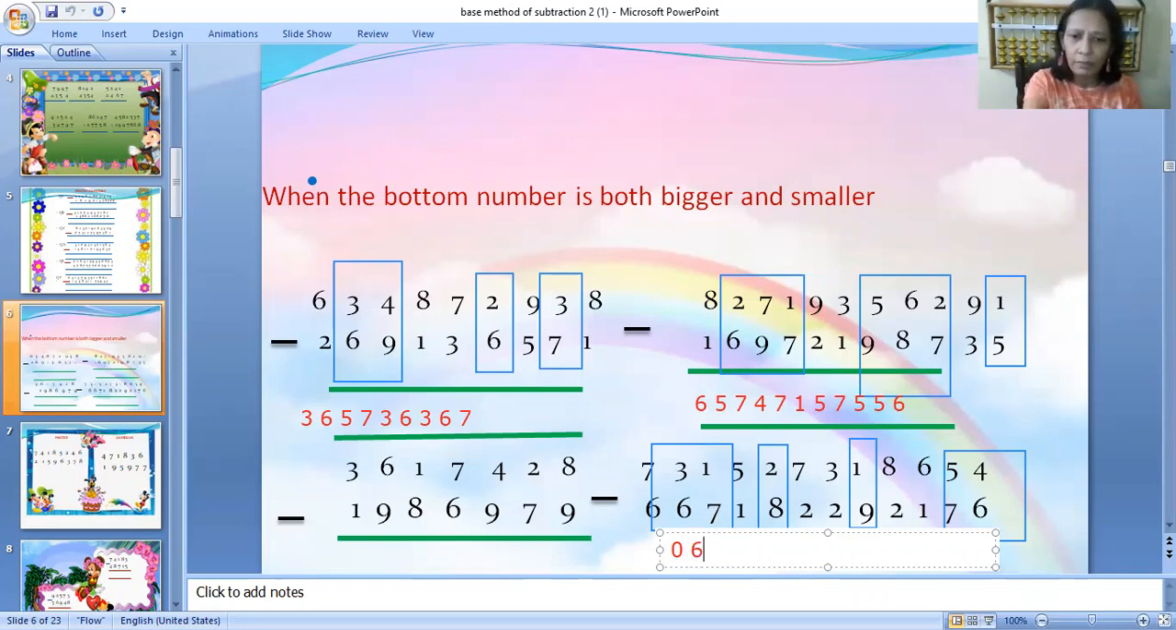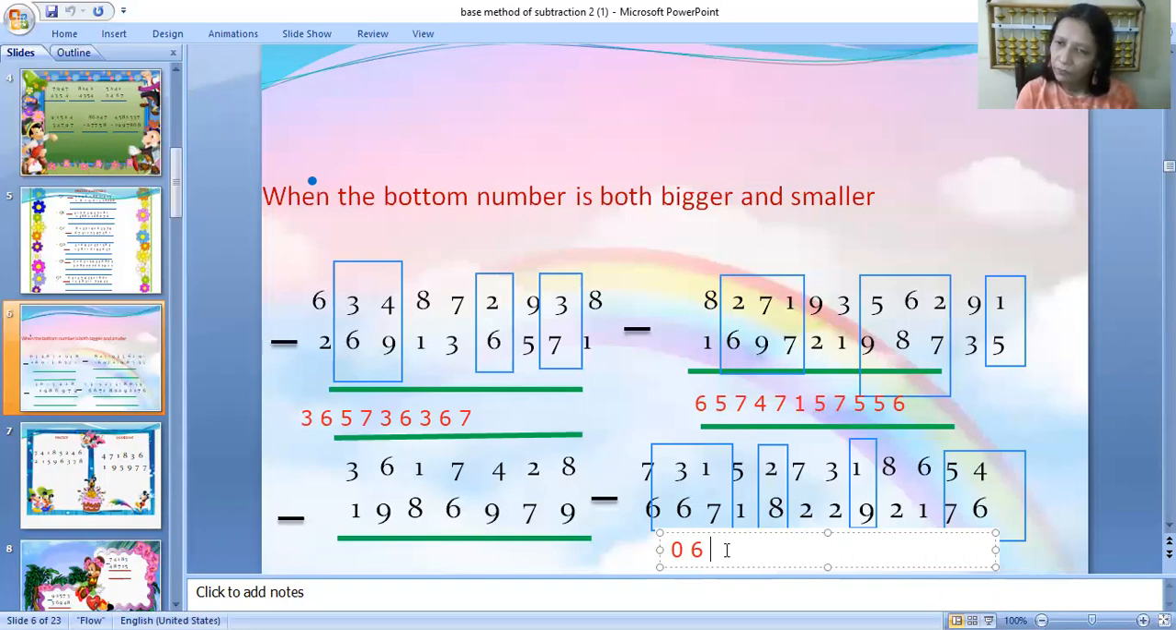So think what comes before 7. 6 comes before 7. You will write here 6. In the next pair move. This is the case of borrowing. So find out the complement of 7. 3 is the complement of 7. 3 plus 1 is 4. So you tell me now, will you write here 4? Yes. You will write here 4.